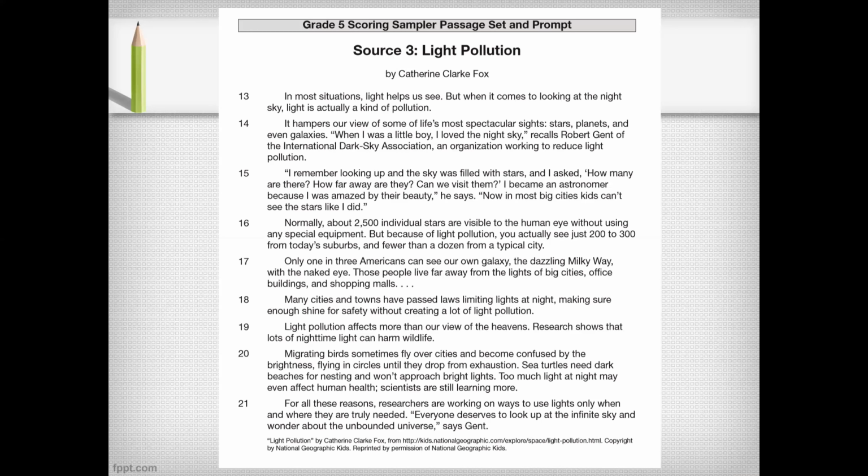Research shows that lots of nighttime light can harm wildlife. Migrating birds sometimes fly over cities and become confused by the brightness, flying in circles until they drop from exhaustion. Sea turtles need dark beaches for nesting and won't approach bright lights. Too much light at night may even affect human health. Scientists are still learning more. For all these reasons, researchers are working on ways to use lights only when and where they are truly needed. Everyone deserves to look up at the infinite sky and wonder about the unbounded universe, says Jen.